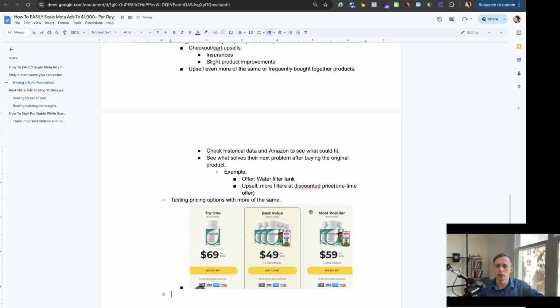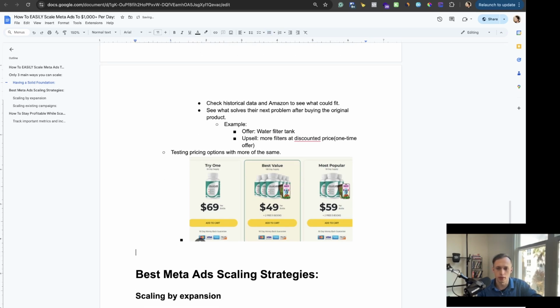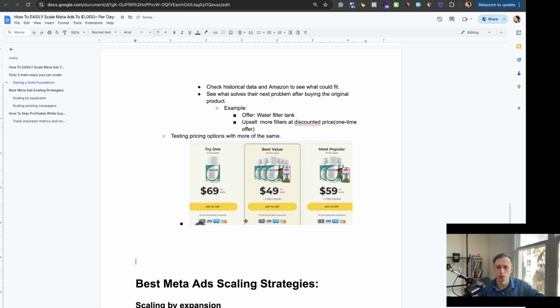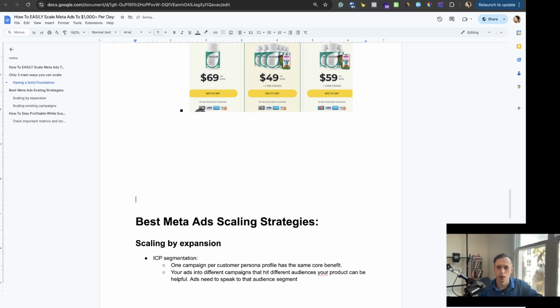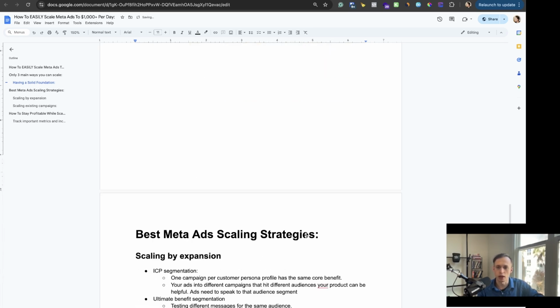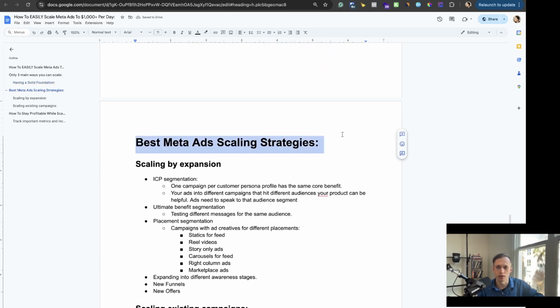That's all when it comes to foundation. This is the main point. Very, very important to make sure you have all of these. Now, when it comes to Facebook ads, Meta ads, right?